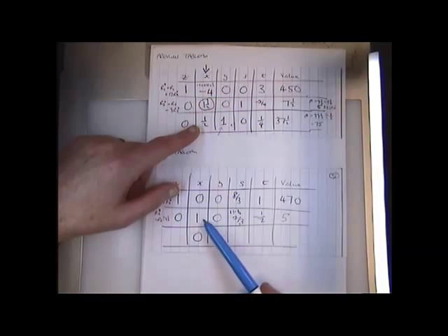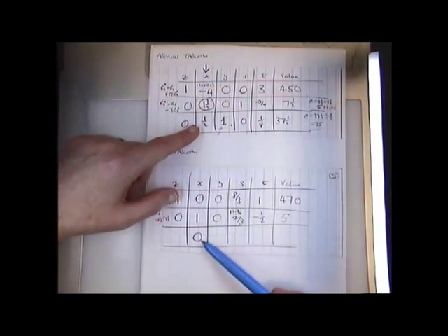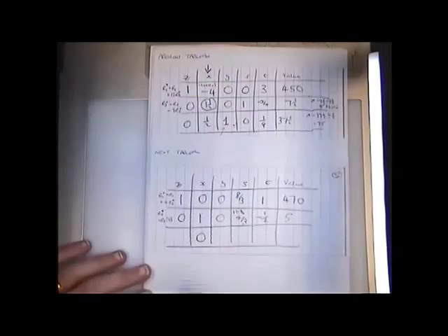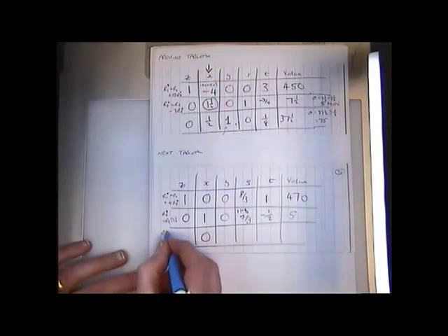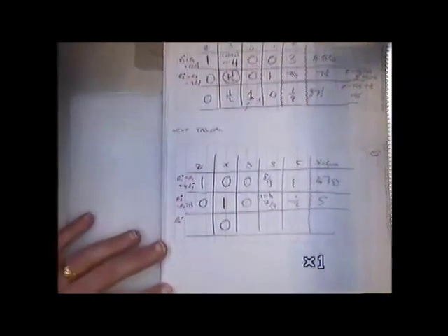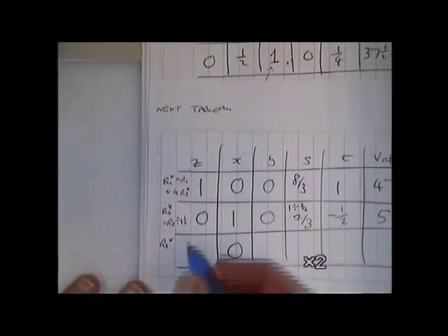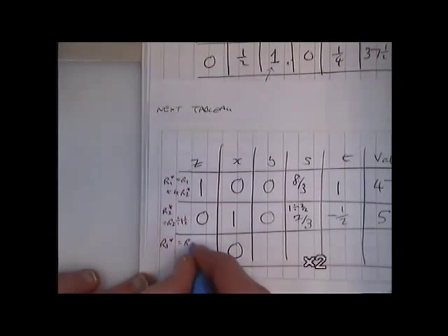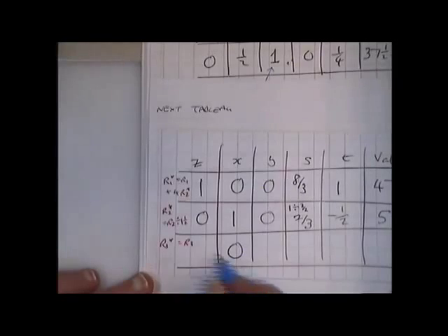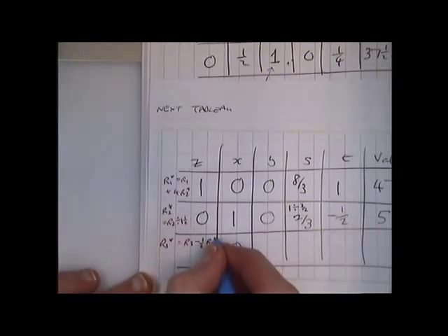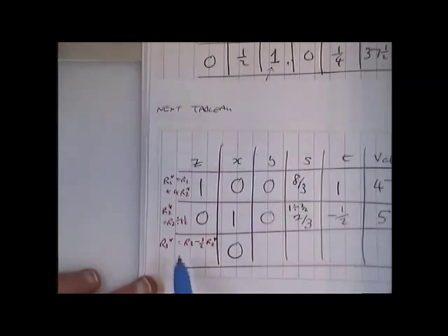How many 1s do I need to add to a half to make it 0? -1/2. So my new row 3 will be equal to my old row 3 take away a half of my new row 2. It's always multiples of the row that went in first. So my new row 3 is equal to my old row 3 take away half my new row 2.